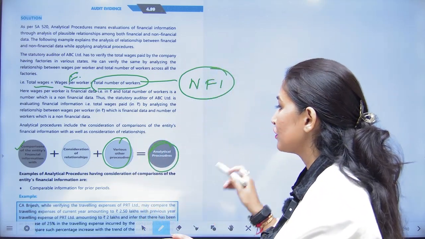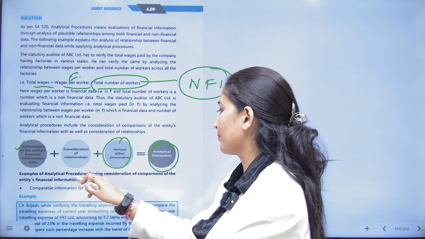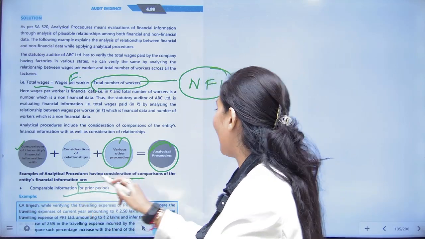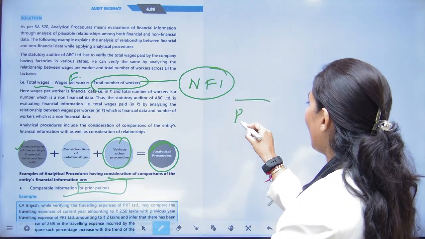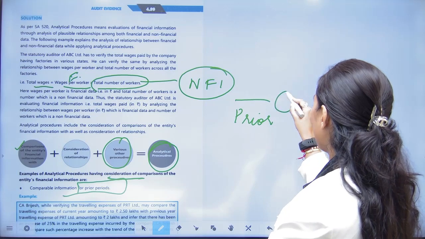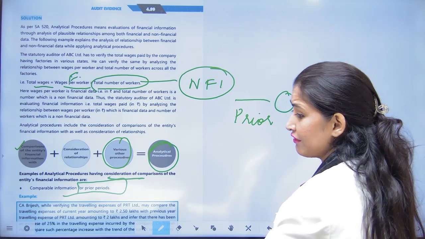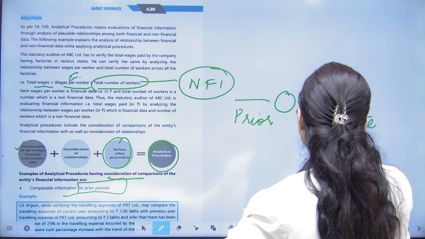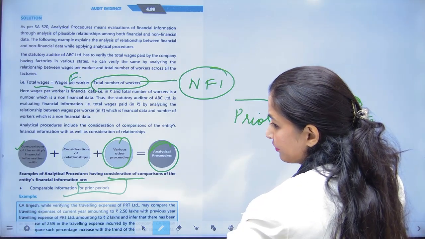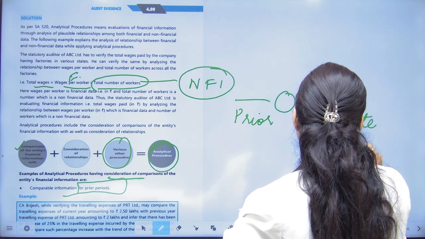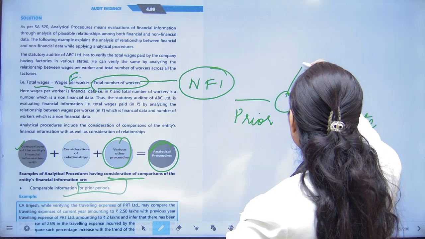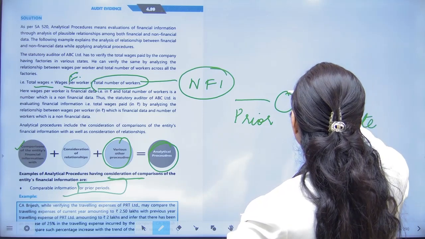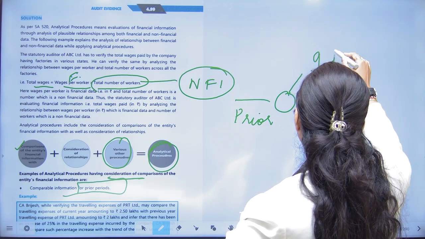So whenever you develop an analytical procedure, you have to keep a few points in consideration. Comparable information from the prior period, so you have to see the prior period. You have to see the relevant further period, that is, you have to anticipate the future process, that is, anticipate the budgets. And last, you have to see the wholesale industry. You have to see the wholesale industry, right?